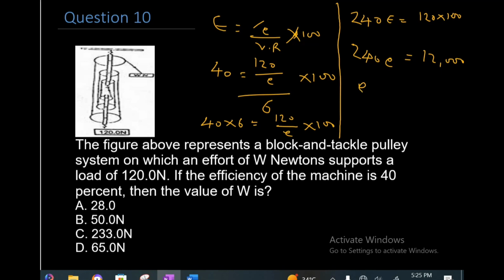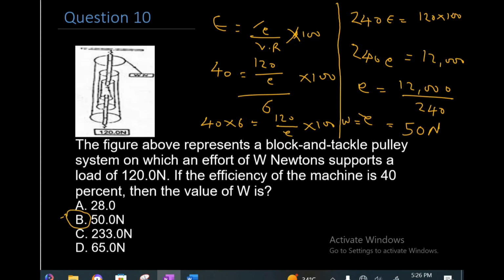So to find E now, we're going to divide both sides by the coefficient, which is 240. So 12,000 divided by 240. We divide 12,000 by 240, and we will have our answer as 50. Remember, we're looking for effort, so effort is 50 newton. Our effort is the same thing as our W. W equals E equals 50 newton. So the correct answer for this question is option B.